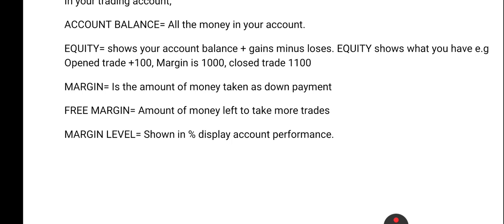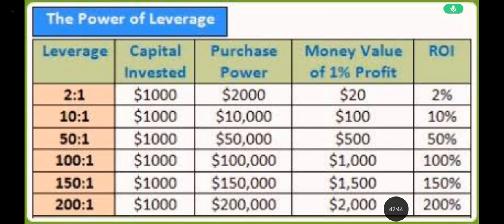Alright, so let's see leverage again. Alright, to further explain the concept of leverage. Alright, look at the first. Just look at this area here.